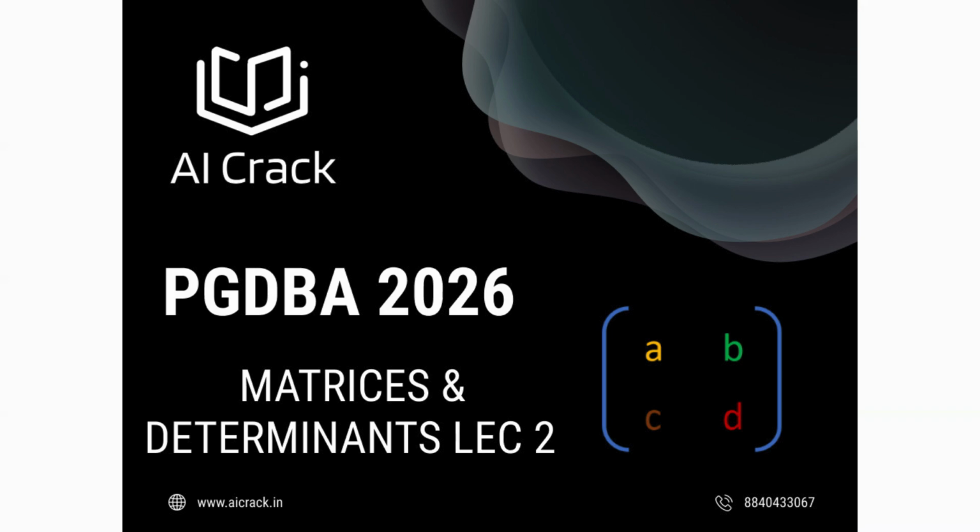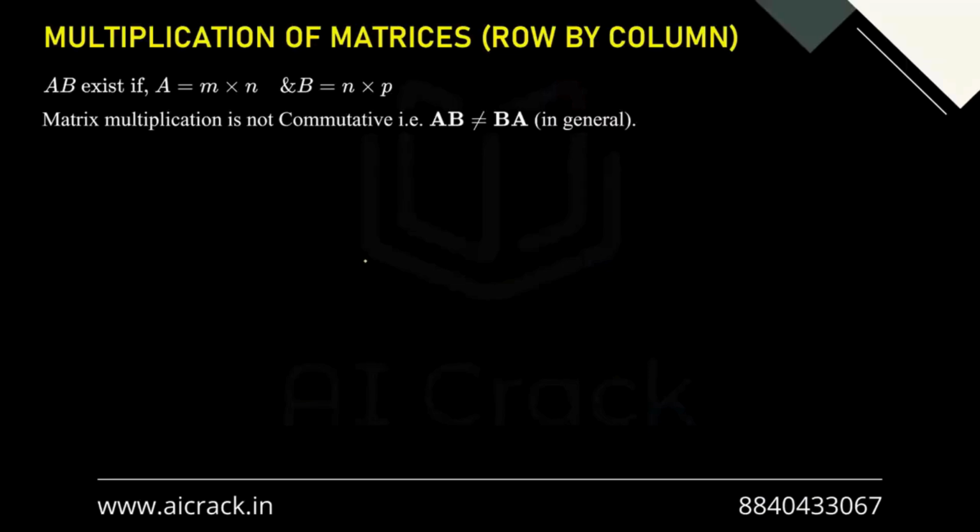This is Akash Kangwar and today we'll be studying matrices and determinants, lecture 2. So again, this is a theoretical lecture, so we'll keep it short and from next lecture onwards we'll start doing problems. So let us first talk about multiplication of matrices, and we do it by row by column.